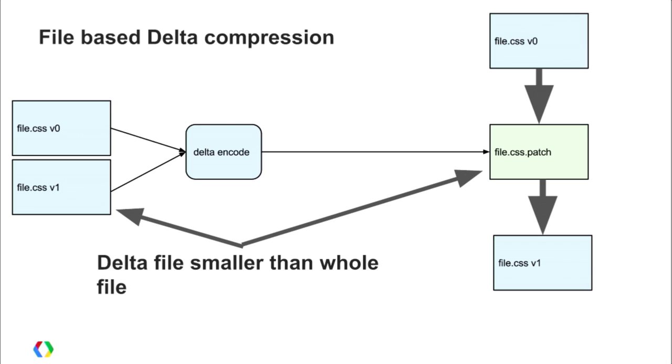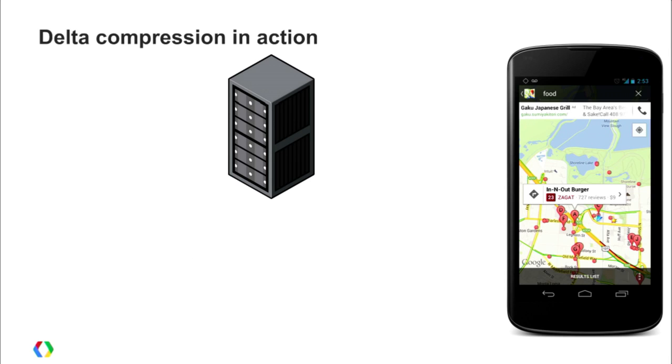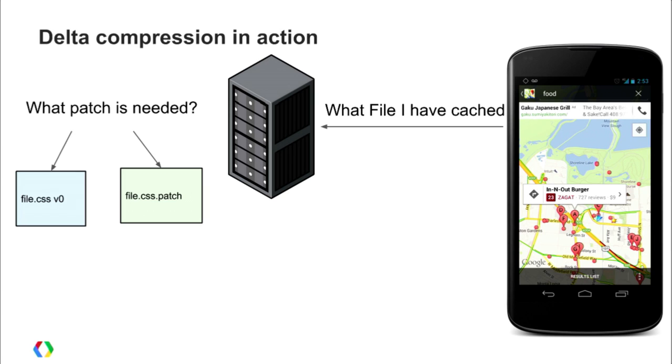Now, of course, this comes with a bit of overhead in terms of communication, right? In order to get this working, we need a communication process between the client and the server. Let's say we have our mobile device here and the user is going to load a website. The client needs to notify the server what version of the file it has cached. The server can then take this information, look it up in its array, and figure out what patch file it needs to send to the client to get them up to date. Once it's figured this out, it passes the patch to the client, which uses it to construct the new version of the file, cache it, and use it appropriately.